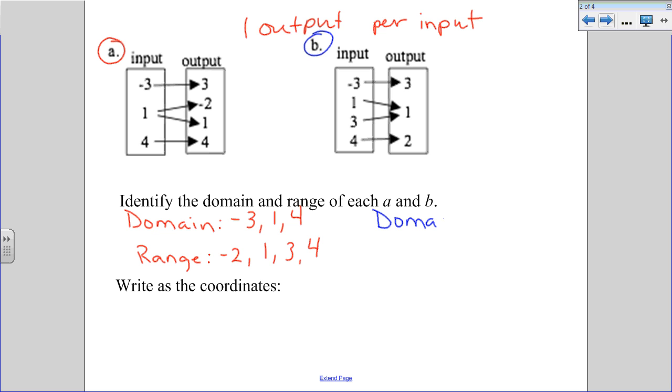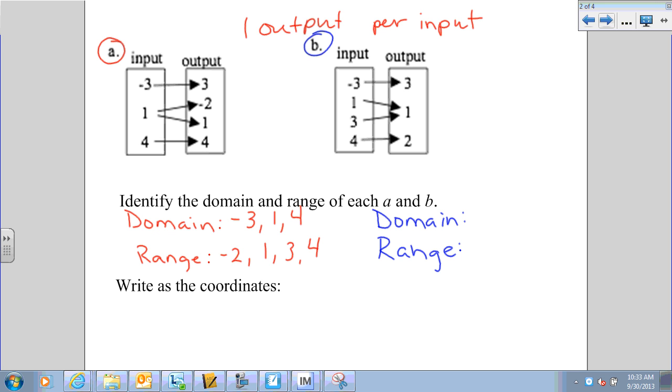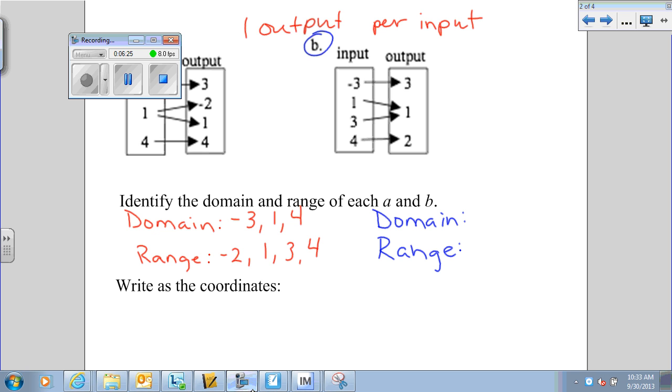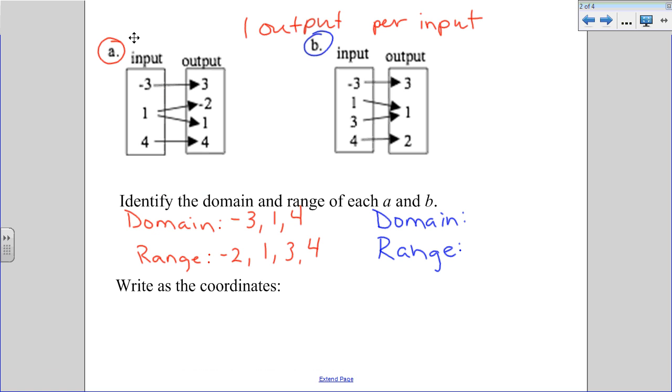I want you to list domain and range. So I want you guys to do that at your table, and I'll call on one of your groups to answer for me. Tyler, what do you guys have for the domain of B? -3, 1, 4. Those are hard ones to split out. Eric, what do you guys have for the range? 1, 2, 3. All right.